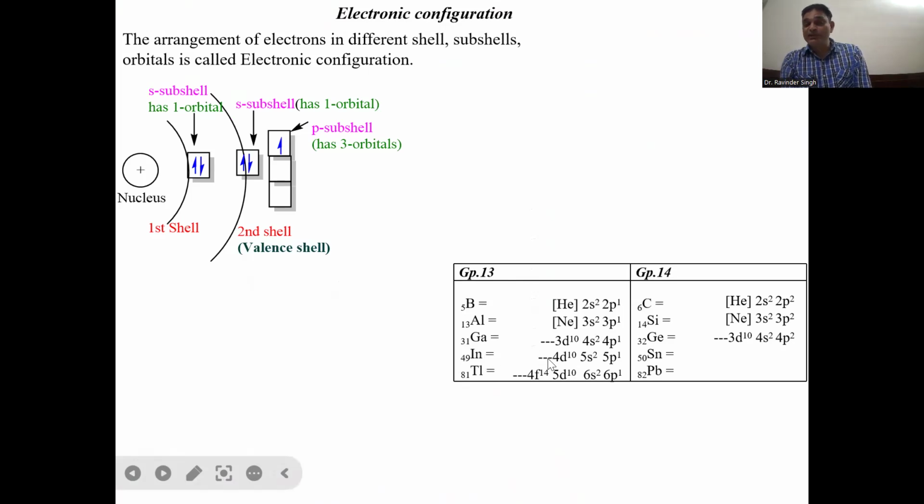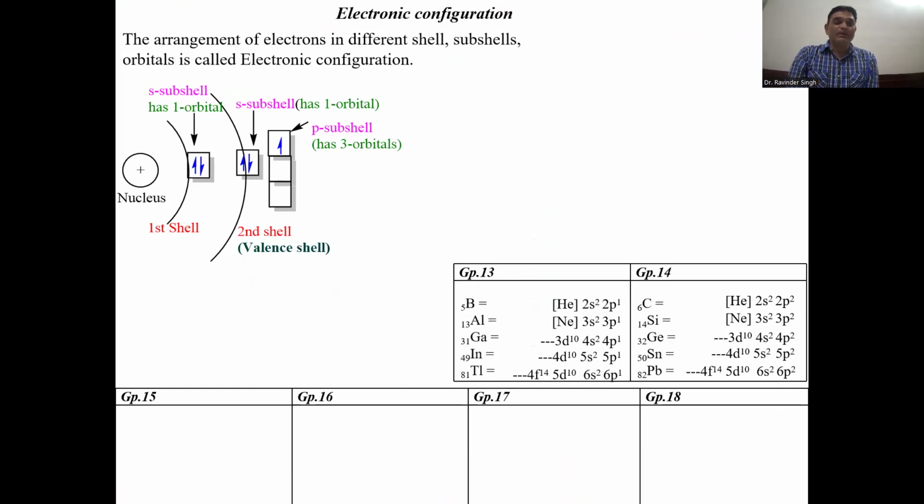The valence configuration for indium is 5s2 5p1. Besides that, you can also learn it like this: the valence configuration for boron is 2s2 2p1. On moving down the group, the number of shells will increase. So the configuration for aluminum will be 3s2 3p1, gallium one more shell, 4s2 4p1, indium one more shell, 5s2 5p1, and for thallium one more shell, 6s2 6p1. Right? So that's the electron configuration of group number 13 and 14.